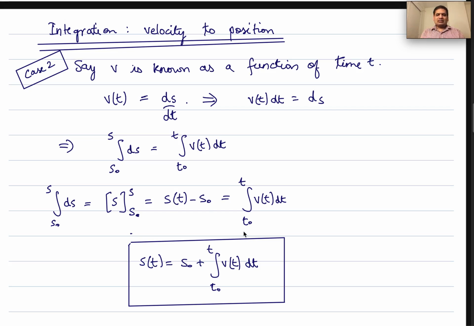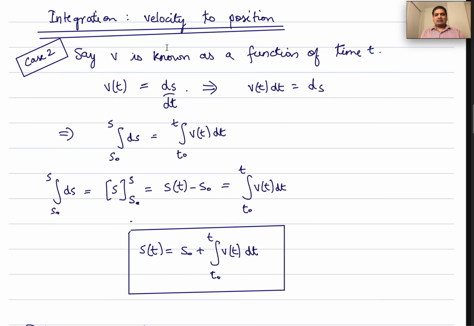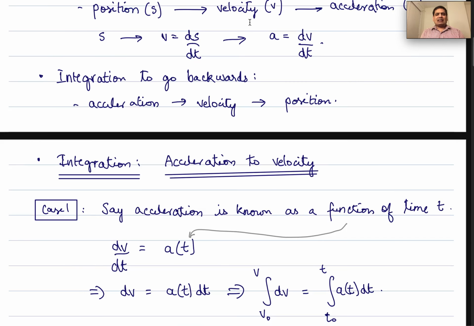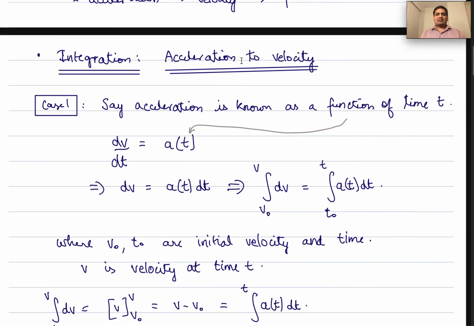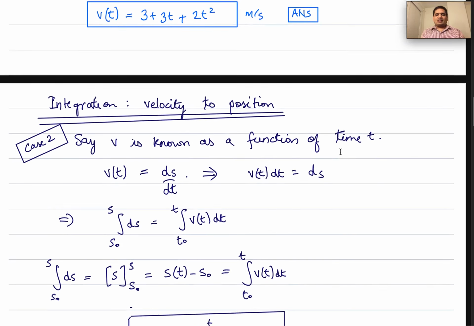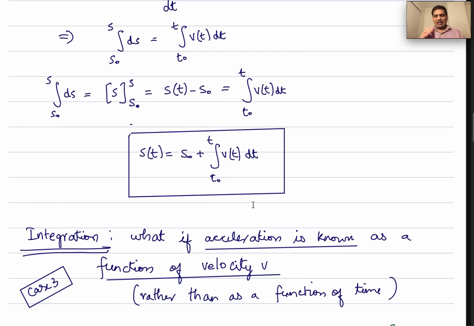And we can rearrange this part to say the position at time t equals the position s naught at the initial time plus the integral of the velocity with respect to time, from the initial time to now, t. Okay, so this is going from velocity to position, exactly analogous to going from acceleration to velocity. If you're given acceleration as a function of time or velocity as a function of time, all you have to do to go one step up is a simple integration. Okay, this is if things are known as functions of time.